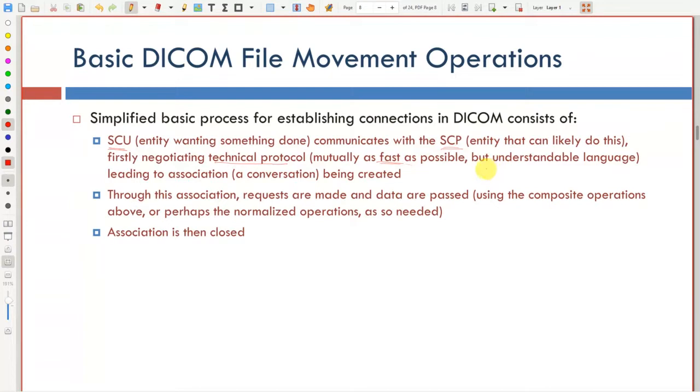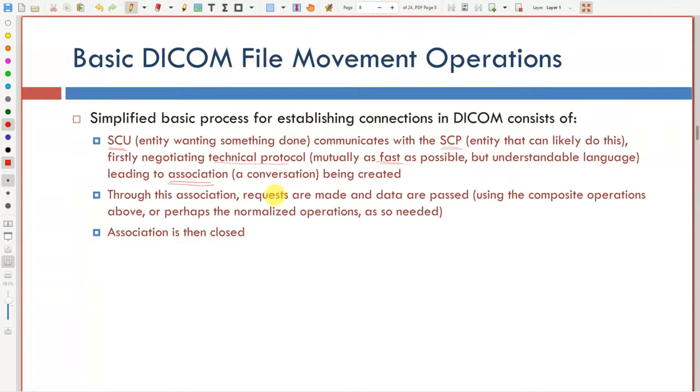Sometimes the language we talk about here is a kind of encryption. Sometimes you send everything over the network encrypted in some way, so you have to have an understanding between the two, so that whenever you send an encrypted file, for example, you should be able to decrypt it on the other side. Once you finish that negotiation, you have an association. You started an association now.